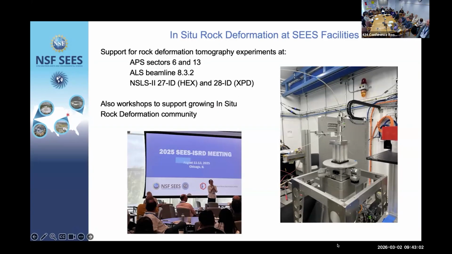stages for tomographic applications. We've invested recently in a staff person at ALS Beamline 832. And I don't think Wenlu mentioned, but we've also provided support for general user experiments at this powerful HEX beamline at NSLS-II, as well as investing in workshops to support the hopefully growing rock deformation community.